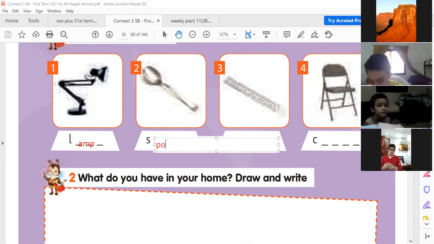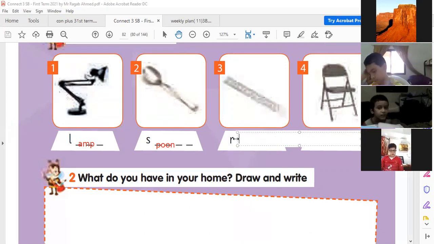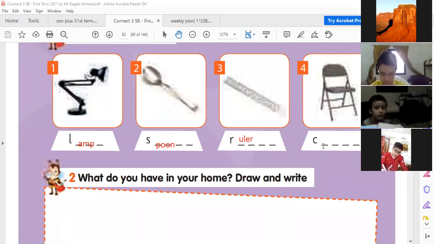I am Omar Mustafa. I want to answer. Spoon. What is picture number 3? Ruler. Thank you. Muhammad Samir, what is picture number 4? Chair. C-H-A-I-R. Excellent.